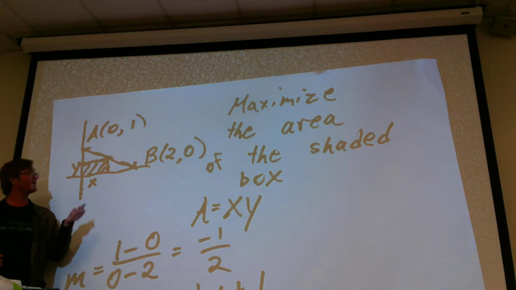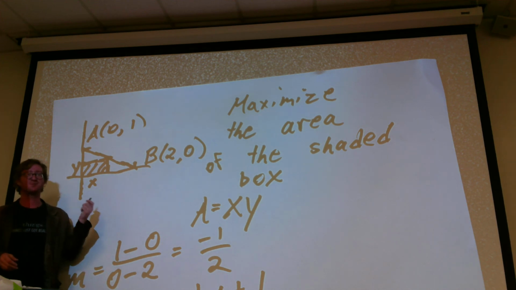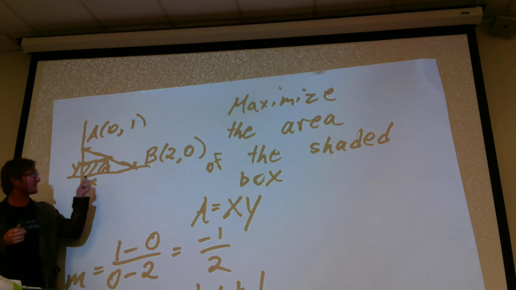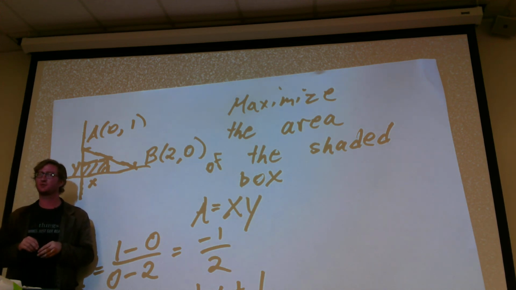And now, whenever you do this problem, look at this picture and see if it actually makes sense. If you got negative values or something, you know you did something wrong because that thing's obviously not negative. So look back at the picture and just make sure what you're doing makes sense.